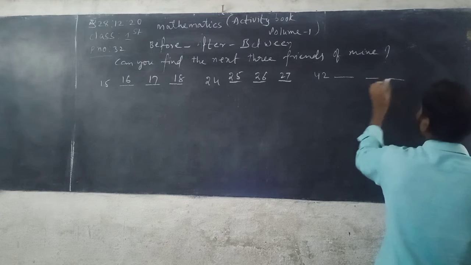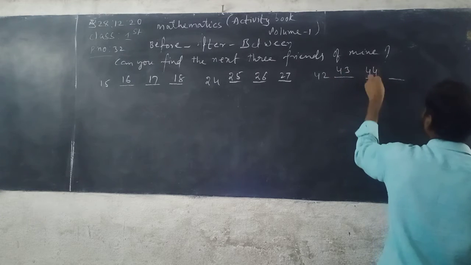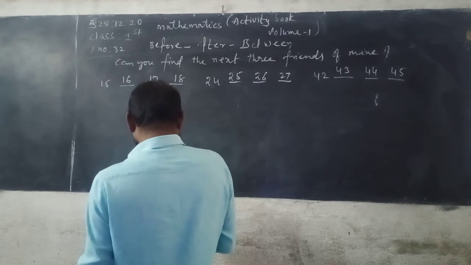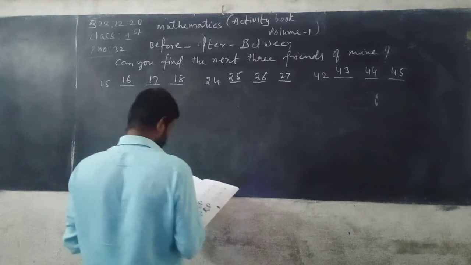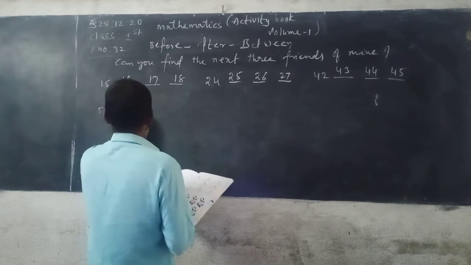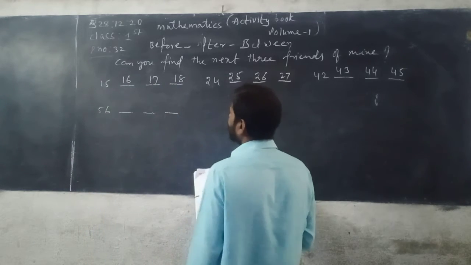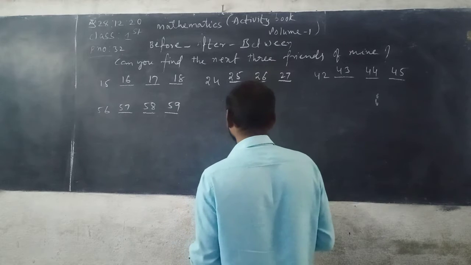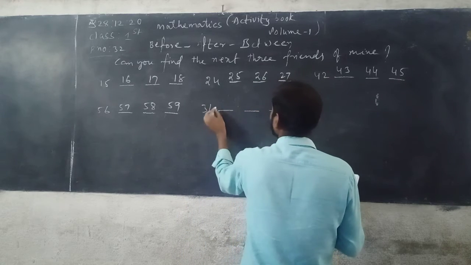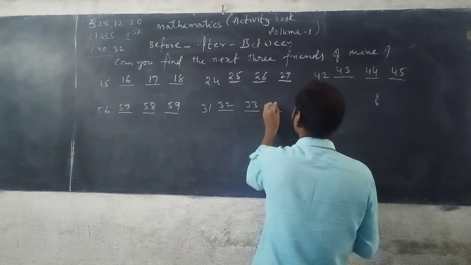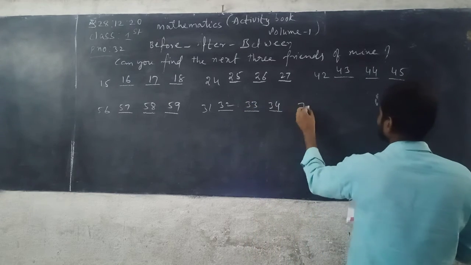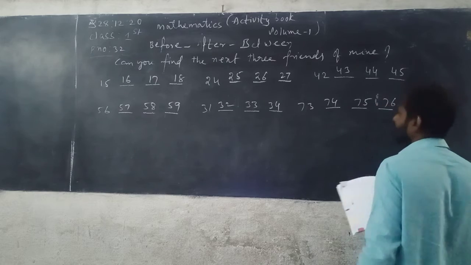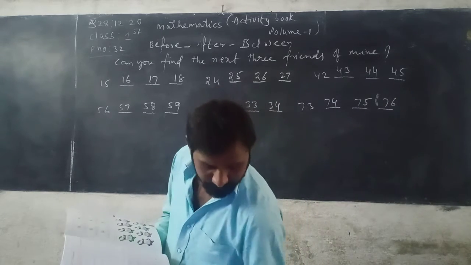42, 42 after 43, beta, 43 after 44, 44 after 45. 56 is the given number. 56 after 57, 57 after 58, 58 after 59. 31 after 32, 32 after 33, 33 after 34. 73 after 74, 74 after 75, 75 after 76. Okay, remaining problem second.